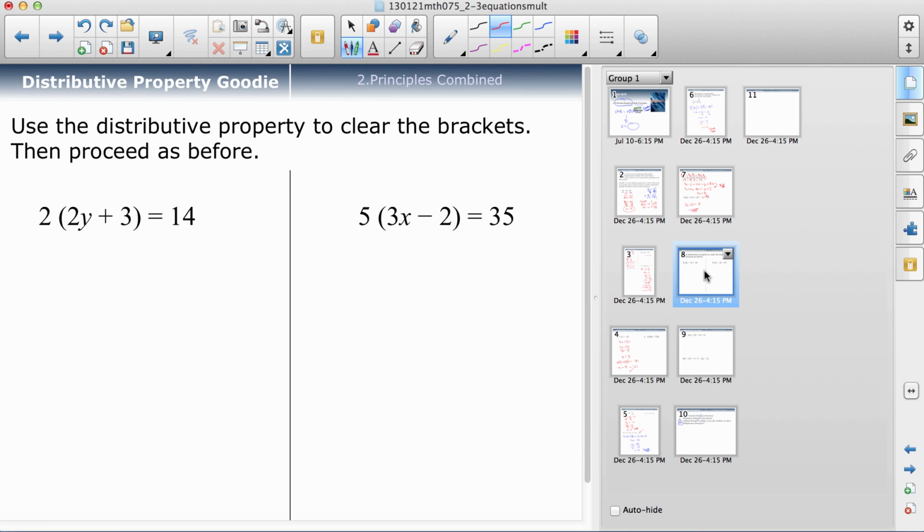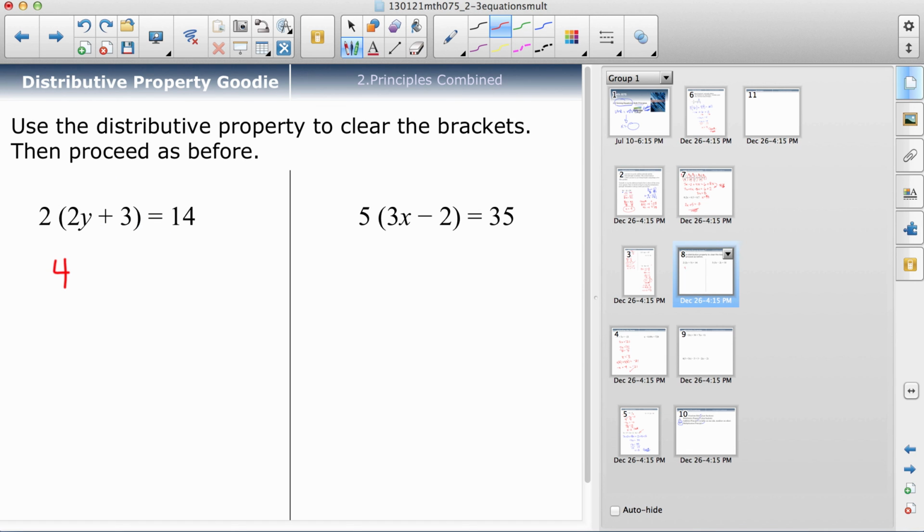Okay, one more goodie. Maybe there's two more goodies. The distributive property goodie. If you have fractions or parentheses in your equation, you need to get rid of those first. So I guess first get rid of fractions, then get rid of parentheses, and then do your other processes.